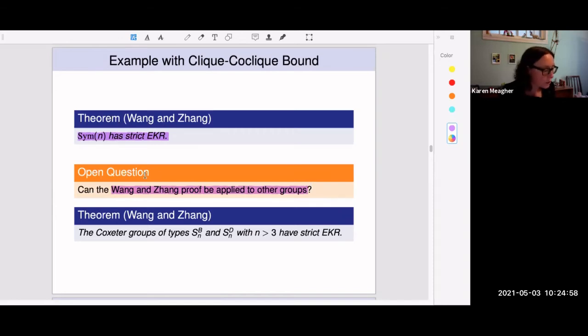They also showed in a follow-up paper that the Coxeter groups of types B and D have the strict EKR property, provided that your n is, I think, greater than 3, so not a particularly strong restriction.